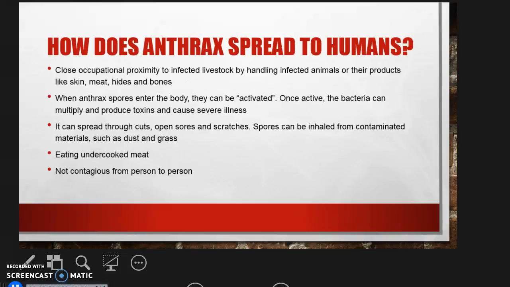Anthrax spreads to humans mostly because those that work or live in close proximity to infected livestock, or they handle infected animals or their products like their skin, meat, or hides. When the anthrax spores enter the body, they become activated, and the bacteria can then multiply and produce toxins. It can spread through cuts, open sores, contaminated materials like dust and grass, and eating undercooked meat, but it's not contagious from person to person.